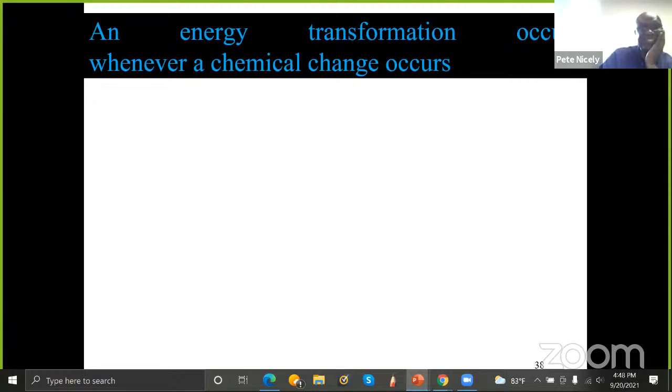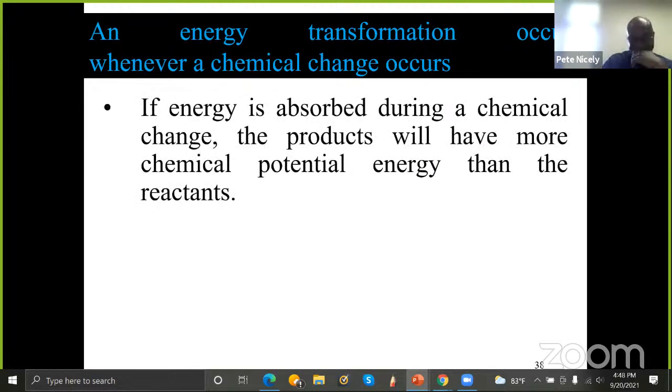Okay, and let's look at what actually happens when a chemical reaction takes place and the type of energy transformation that occurs. Now, this is a very simplified explanation. It's actually a bit more complex. In fact, if you plan to do Chem 2, then you're going to learn more about these sorts of energy changes. All right. So if energy is absorbed during a chemical change, then the products will have more chemical potential energy than the reactants.